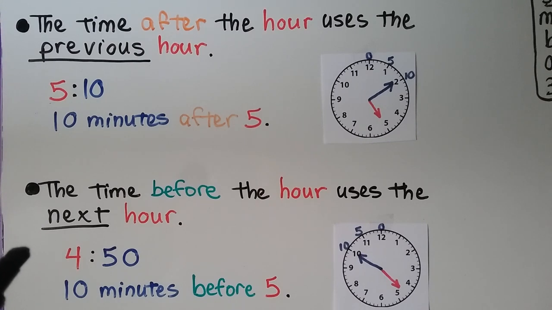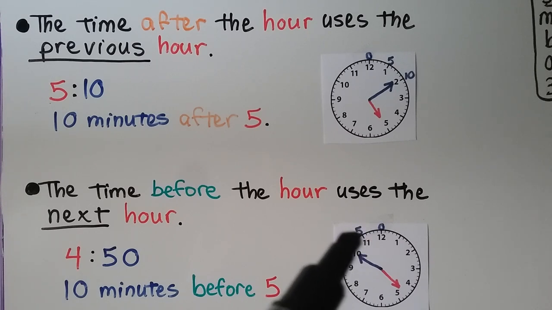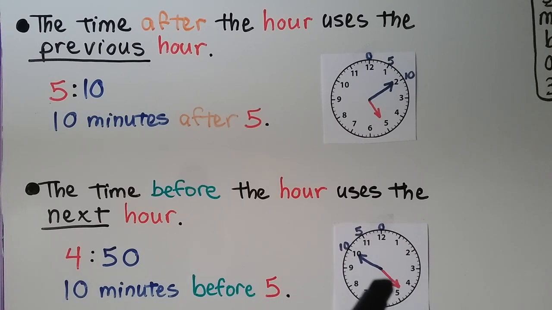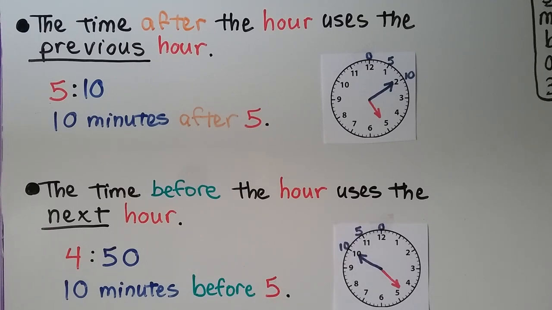And the time before the hour uses the next hour. So if we've got, starting with 0, and we go counterclockwise, 5:10, this is 10 minutes before 5 o'clock. So the hour hand has not touched the 5 yet, but because we're counting how many minutes it is until the next hour, we can say it's 10 minutes before 5.